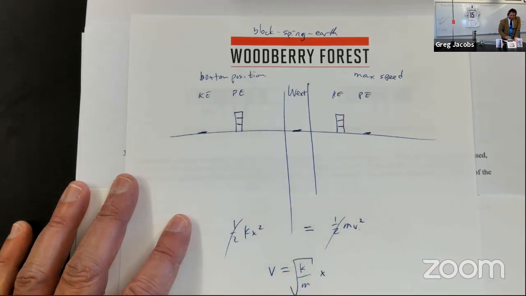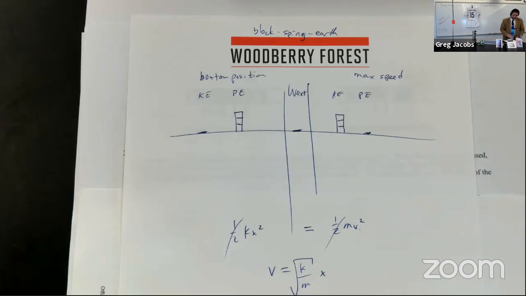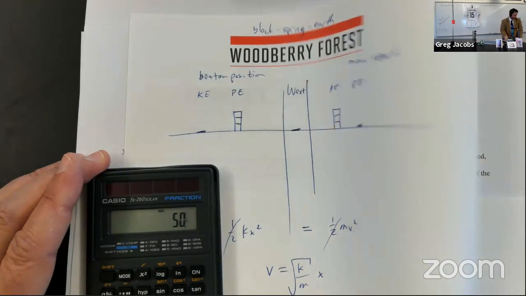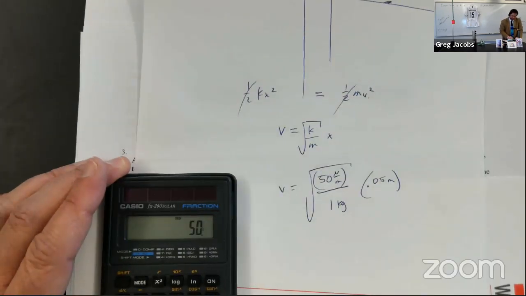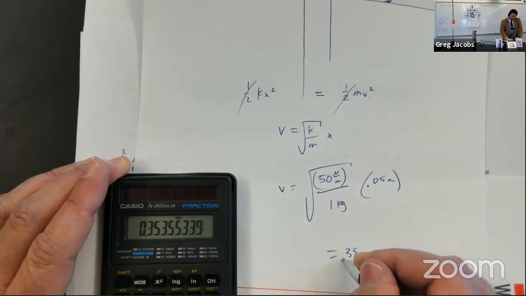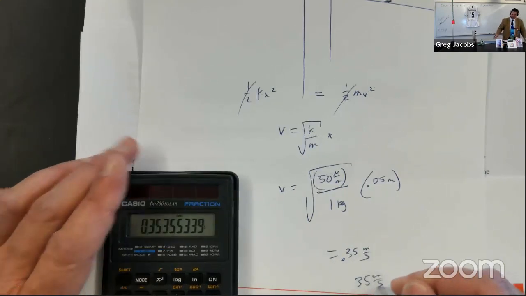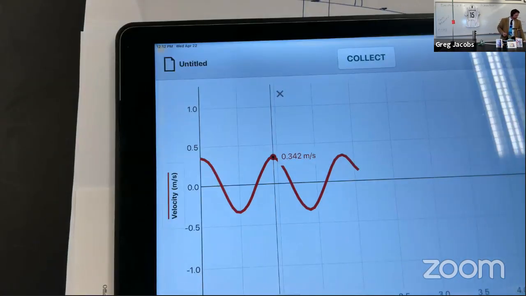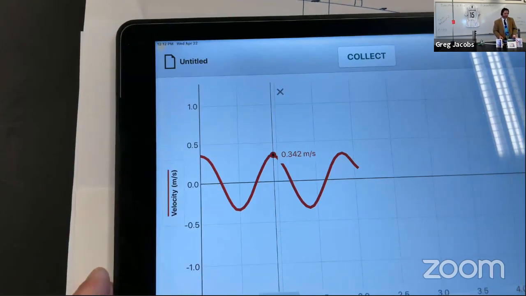There we go. There's a formula for the speed. I can plug in 50 newtons per meter. The mass is 1 kilogram. X is 5 centimeters. Plug that in here. Square root times 0.05 equals 35.35 meters per second, or 35 centimeters per second. And lo and behold, I got 34 centimeters per second. So I'm off by 3%, whereas my initial prediction was off by something like 50%.